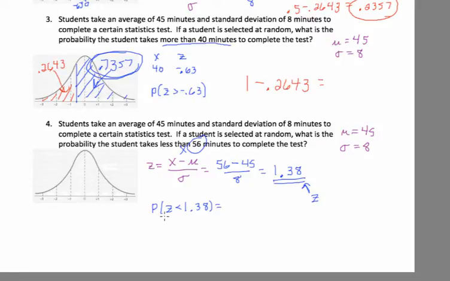I want the probability that the z-score is less than 1.38. So 1.38. I want the probability that the z-score is less than that, to the left of. That's what my table figures. So I just go right to my table and I figure out that probability. That's the probability that the student takes less than 56 minutes to complete the test.